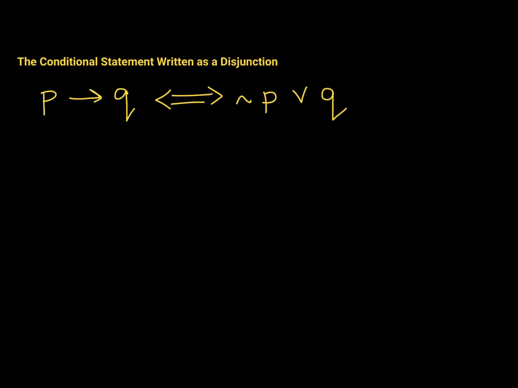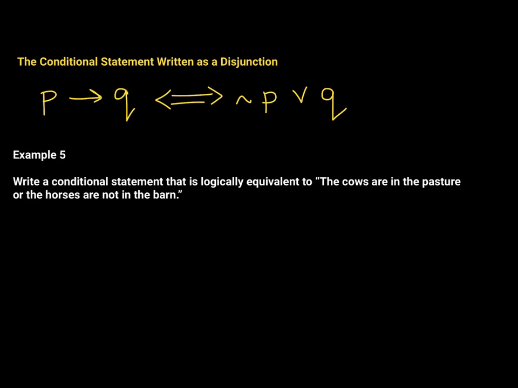To illustrate this, let's look at the following example. They've given us a statement that says the cows are in the pasture or the horses are not in the barn. We have to find a conditional statement that is logically equivalent. First of all, can we acknowledge that they have given us a disjunction? I know that because of this word "or" right there. So they want us to take a disjunction and write it as a conditional statement.